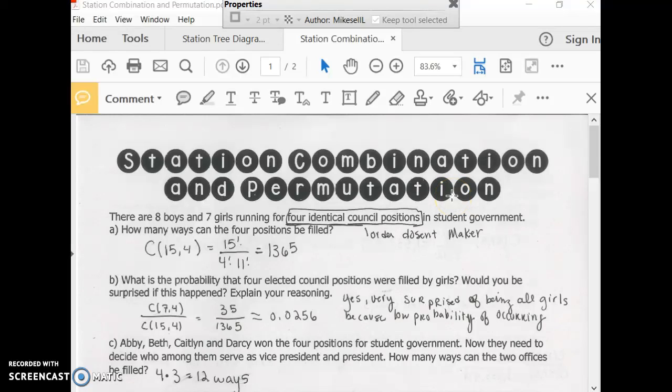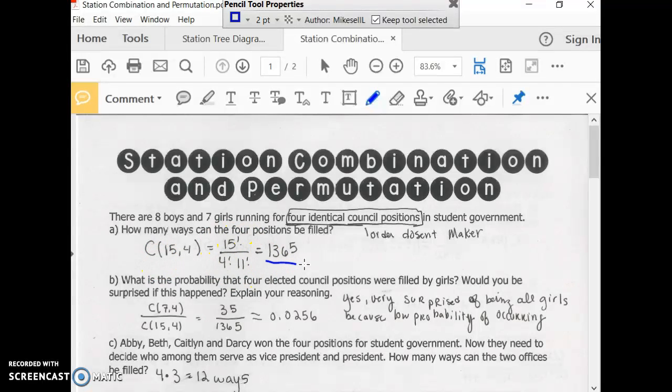Combinations and permutations. There are 8 boys and 7 girls running for 4 identical council positions in student government. How many ways can the 4 positions be filled? I have 15 students going for it, but I need to get 4 out of the 15, so how many combinations? Because they're identical, that's a combination. So it's 15 choose 4. You can plug it into your calculator, and there's the formula.